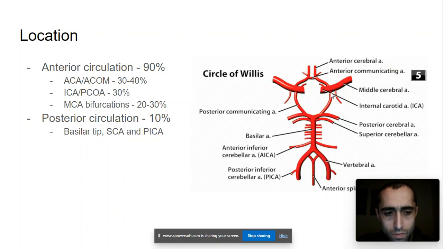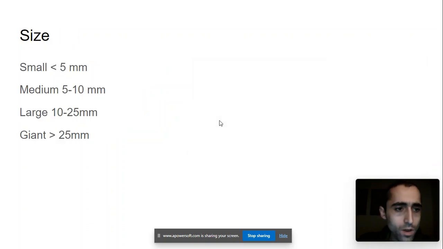Also PCOA, so posterior communicating artery with the internal carotid in here, as we saw, can also develop aneurysms. Now, there are terminologies for the size. Under 5 mm is considered small, more than 25 mm is considered giant.